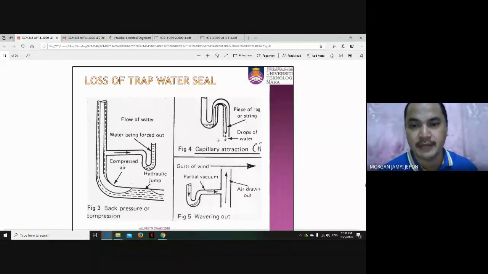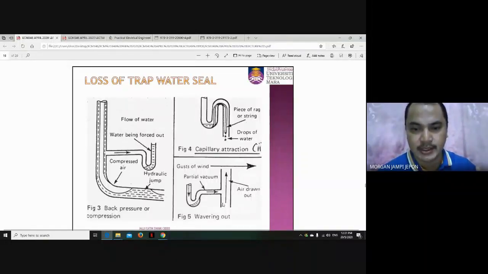For the capillary attraction, yeah, this is the shape of water closet, and if there is a piece of rag or string, so this big piece of rag or string, okay, that sucks the water inside this trap or water closet, and that action is called capillary attraction.